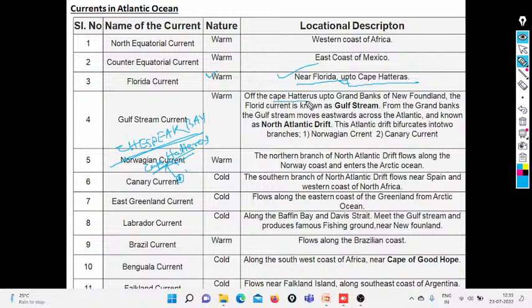Off Cape Hatteras up to the Grand Banks of Newfoundland, the Florida current is known as your Gulf Stream. From the Grand Banks, the Gulf Stream moves eastward across the Atlantic Ocean. Then it is known as the North Atlantic Drift.